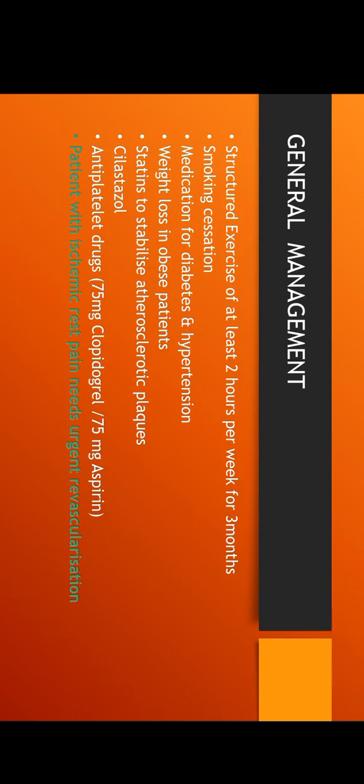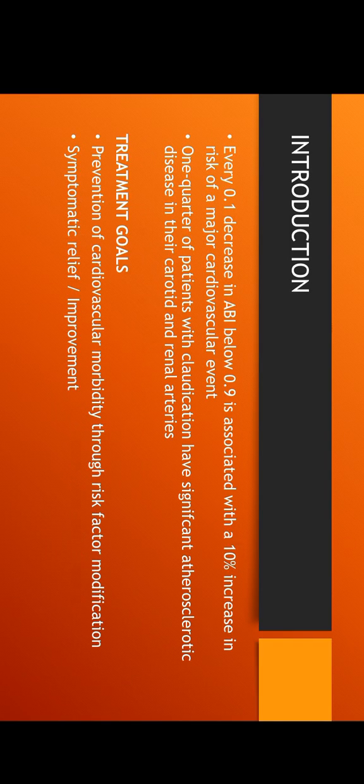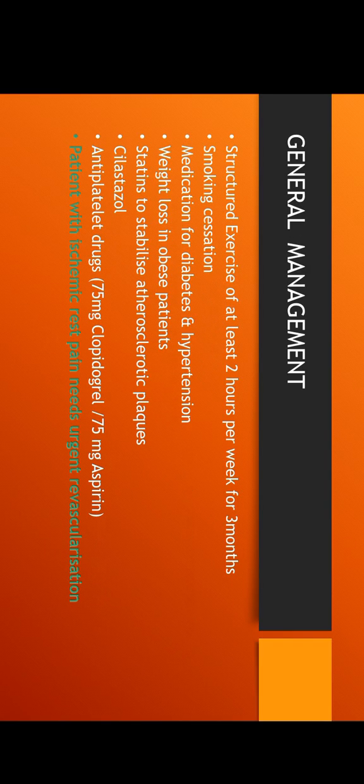Then medication for diabetes and hypertension, weight loss in obese patients, and statins to stabilize the atherosclerotic plaque even if the lipid profile is normal are given. Cilostazol is a phosphodiesterase 3 inhibitor. This acts by increasing the cyclic AMP level. It is given at a dose of 100 mg twice daily. Antiplatelet drugs, 75 mg of clopidogrel or 75 mg of aspirin, can be given.